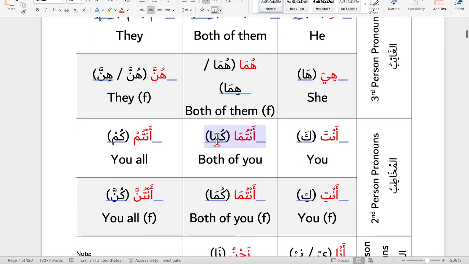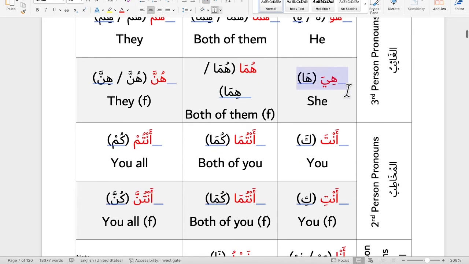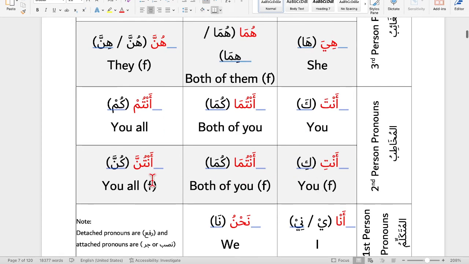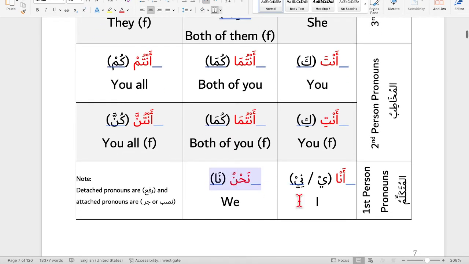Similarly, the second person pronoun, which is you. The third person is the person who is not here, the al-ghaibu, and al-mukhatibu is the second person. The masculine form is going to be anta, antuma, antum: you, both of you, and all of you. For feminine, anti, antuma, antunna: you feminine, both of you feminine, all of you feminine. And the third one is the first person pronoun, al-mutakallim, meaning I, ana, and we, nahnu.